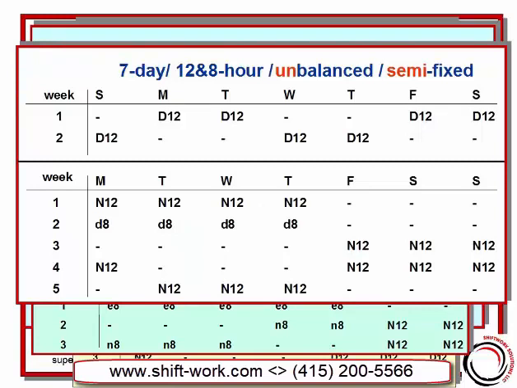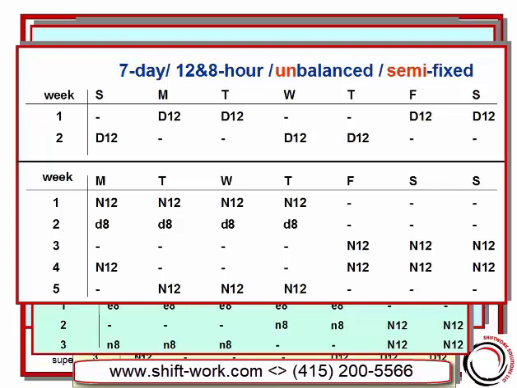And then we can get really creative. And this is a 7-day, 12 and 8-hour schedule. It's unbalanced and it's semi-fixed. When I put the schedule in a few years ago for the first time, this is what I did. I took the day shift and took all of the extra people off days. And I said, we're just going to have 2 day crews.